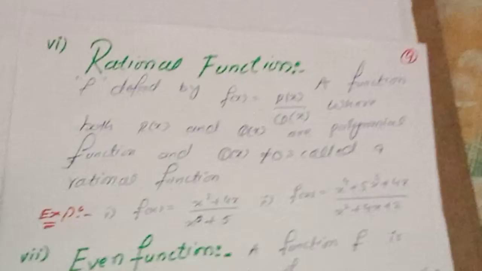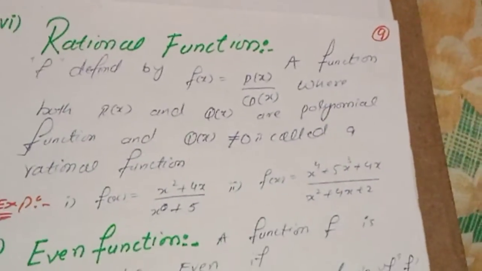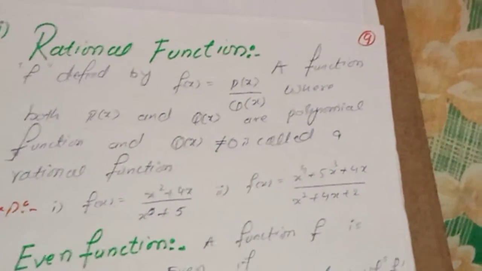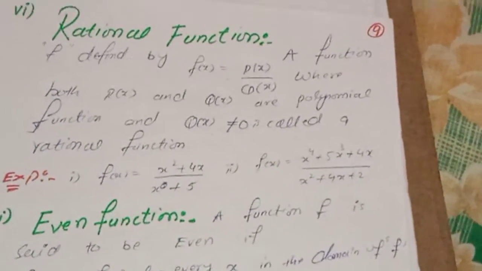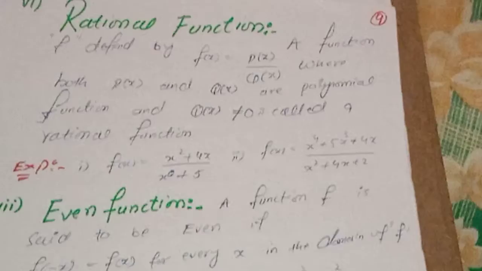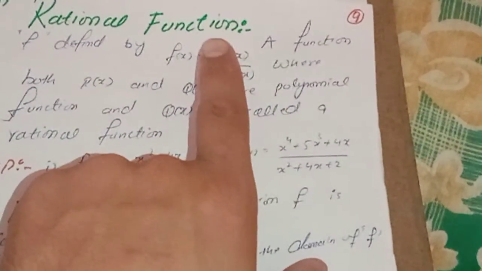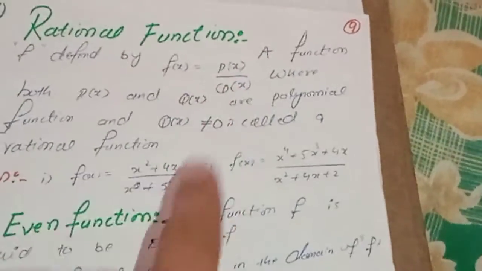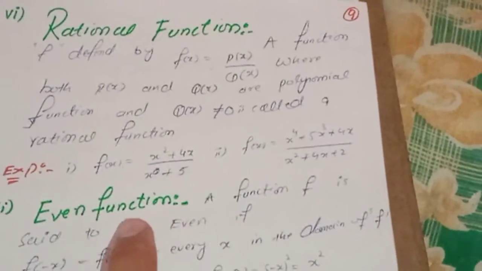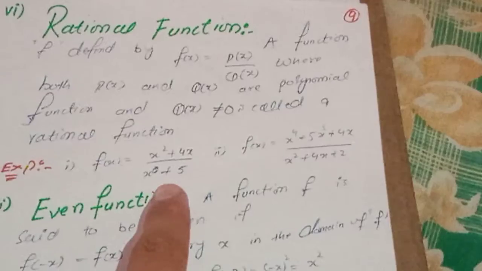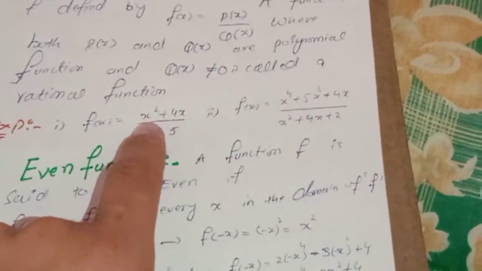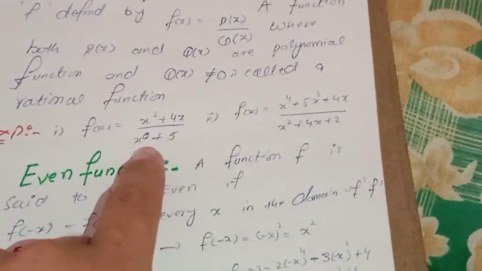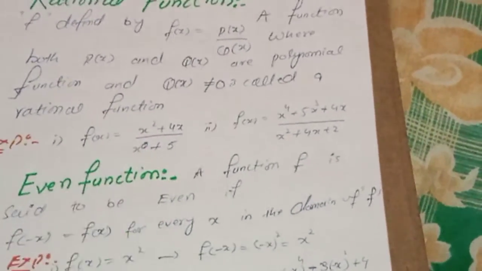Rational function. A rational function, a function f defined by f(x) is equal to p of x divided by q of x, where both p of x and q of x are polynomial functions and q of x does not equal 0, because if we put q of x equal to 0, it will become undefined, infinity. So this is a rational function. Example, if f(x) is equal to x square plus 4x divided by x plus 5, the numerator is a polynomial and the denominator is also a polynomial, so we can say that it is a rational function.